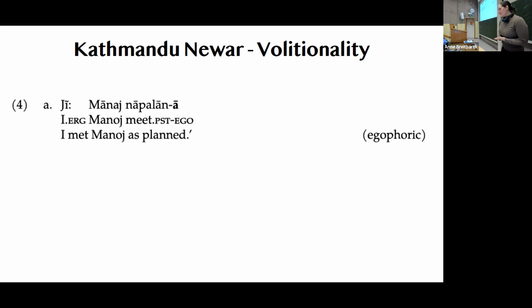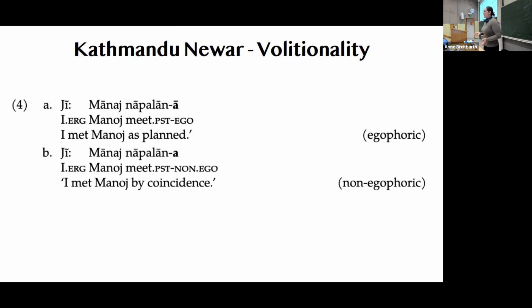And then there's a third aspect in Kathmandu Newar where egophoricity plays a role, and that is with what we call volitionality of verbs. So if I meet Manoj as planned, then I will use this egophoric marker because I plan to do this. This is what I want to do. However, if I accidentally run into Manoj on the street, then I won't use this egophoric marker because it's not what I wanted. It's just an accident, right? So this brings together basically one little morpheme that has all these different perspectives, and it goes across sentence clause type as well.